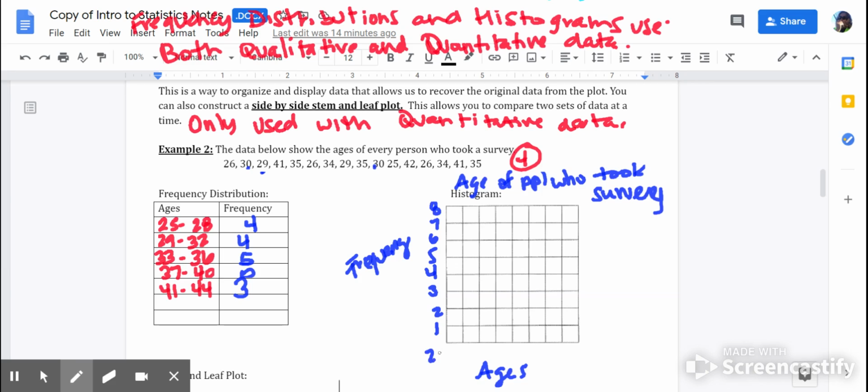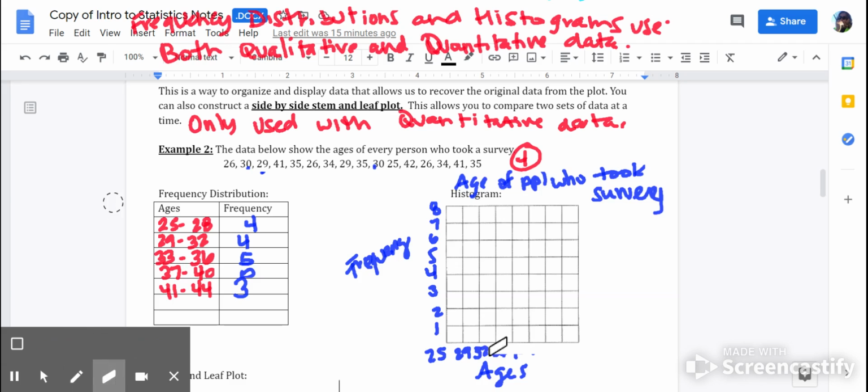And I'll start at my ages, 25, 29, 32, 36, 40, and 40, 42, 41, 33, 37, 41, 45.